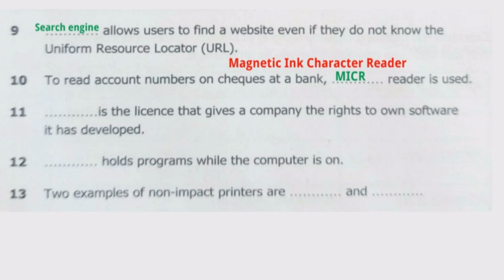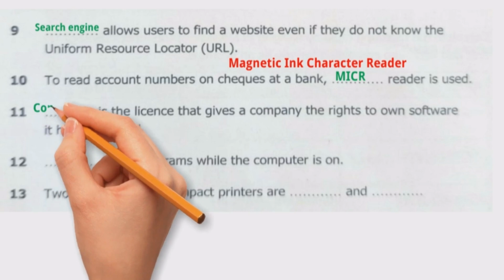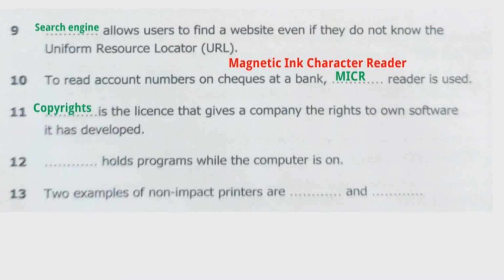Okay, we come to question 11. Dash is the license that gives a company the rights to own software it has developed. So the correct answer for question 11 is copyright. Copyright is the license that gives a company the rights to own software it has developed.